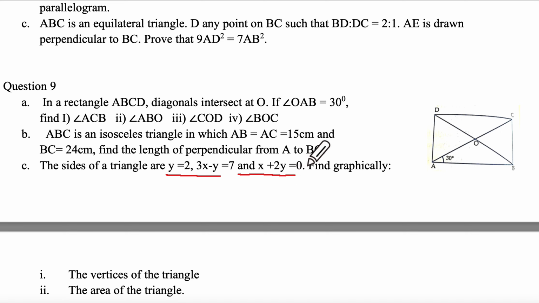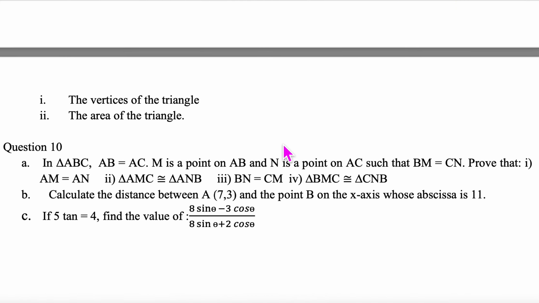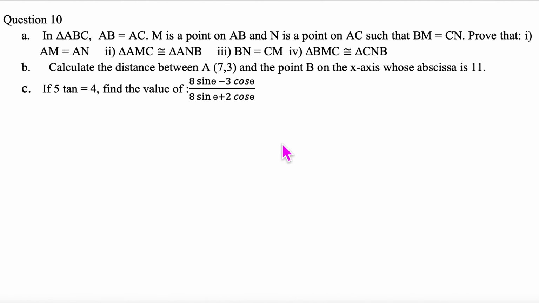Yesterday we did this, find graphically, find the vertices of the triangle. Yesterday we did something very similar to this. Yes. Okay, this is in a triangle ABC, AB equal to AC, M is the midpoint, N is the midpoint, and such that BM is equal to CN. So there is AB equal to AC. This is also a simple one. We can solve it mentally also.